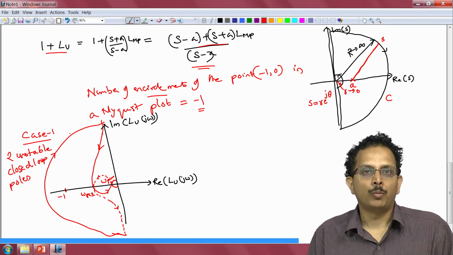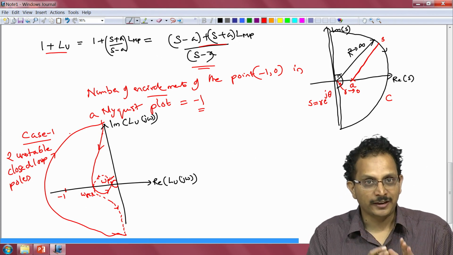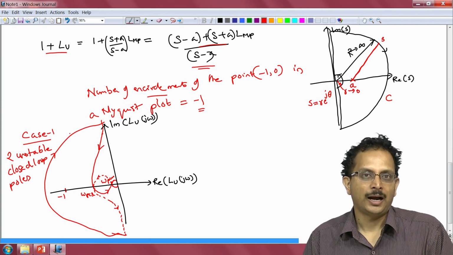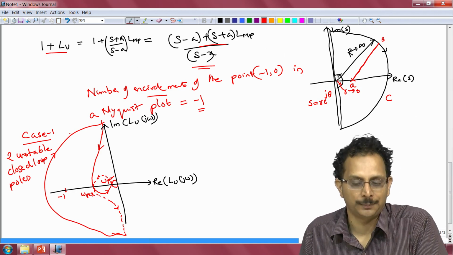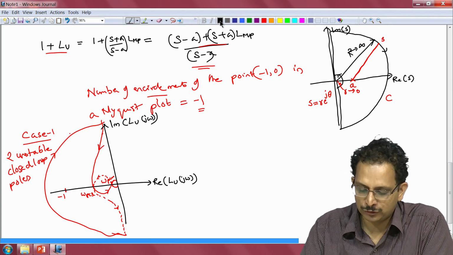So unlike what our naive intuition led us to guess, it is case 1 that results in an unstable closed loop system and not a stable closed loop system. Now let us take a look at what happens for case 2.